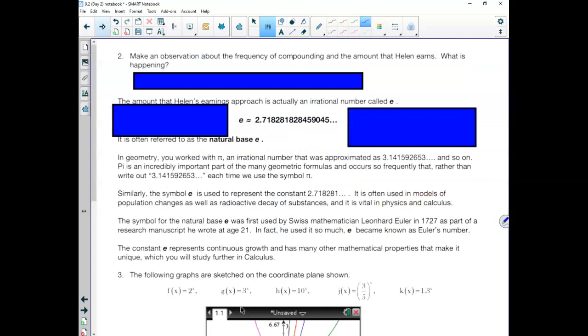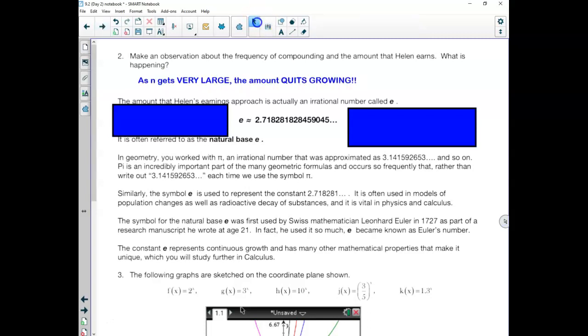Make an observation about the frequency of compounding and the amount that Helen earns. What is happening? Well, as n gets very large, the amount finally quits growing, right? The amount Helen earns approaches an irrational number called e. e is a number, think of pi, you know, what's that? 3.14159. It keeps going, right? Now we have to know what e is.